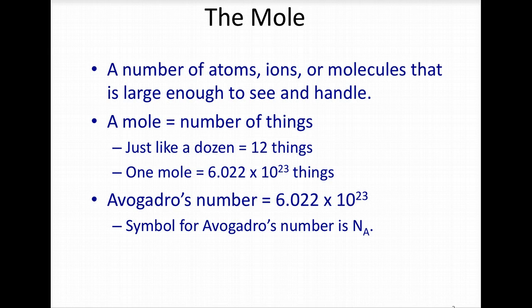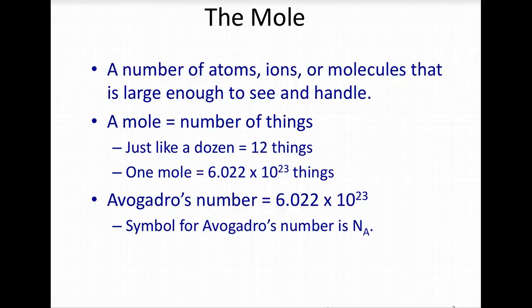Remember, atoms are tiny, and so if I only have 10 of them, I'm probably not going to be able to see them. I have to have a lot of atoms in order to be able to see them. The mole is a way to count things. Just like a dozen has 12 things in it, one mole has a certain number of things in it.